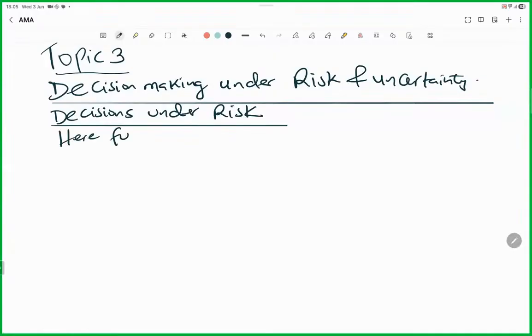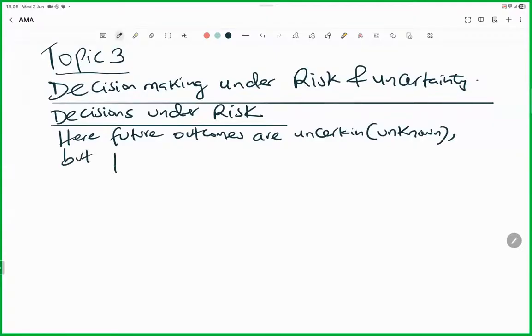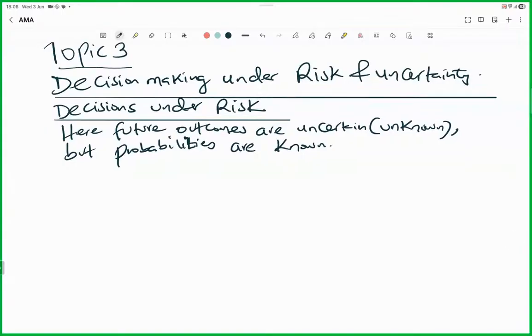Decisions under risk: future outcomes are uncertain, in brackets unknown, but probabilities are known. Probabilities are known.